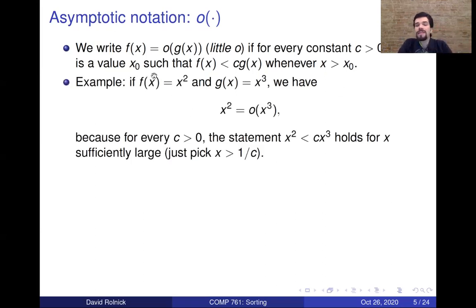For example, if f of x is x squared and g of x is x cubed, then we have x squared is little o of x cubed, because if you pick any c greater than 0, the statement x squared is less than cx cubed holds when x is sufficiently large. This wouldn't hold if you wanted to make it be x squared here. So x squared is little o of x cubed, but it's not little o of x squared. It is big O of x squared, but it's not little o of x squared. Other questions?